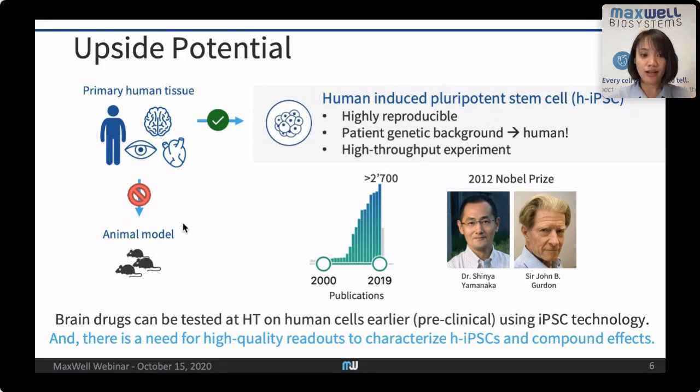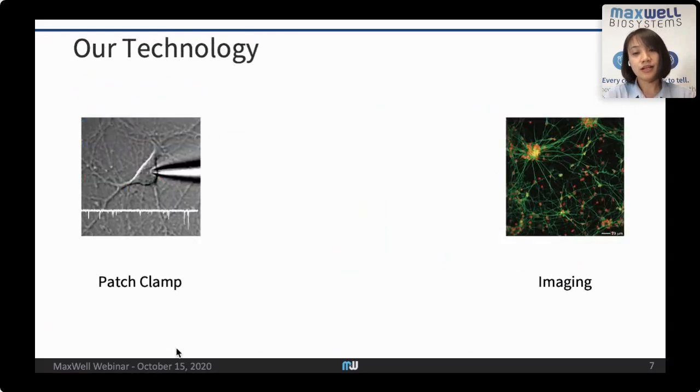And with this, we also have a need for high-quality readouts to be able to characterize these human iPS cells and also the effects of compounds. And this is where we come in. Our technology is an electrophysiology system. On one side, patch clamp is the gold standard, where we have a micropipette that is placed on individual cells to be able to detect the activity of these individual cells.